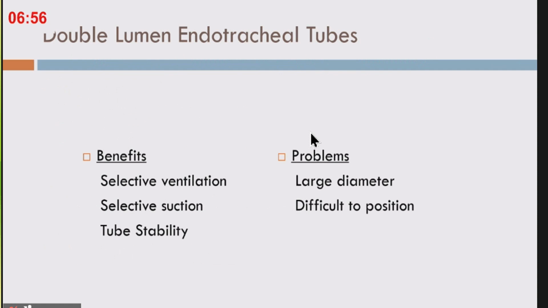The benefit is there's selective ventilation, also selective suction, and tube stability. Problems, obviously, is that they're huge. And they're also a little bit difficult to put in because of the stylet and the shape that they're made, and they're difficult to position sometimes.